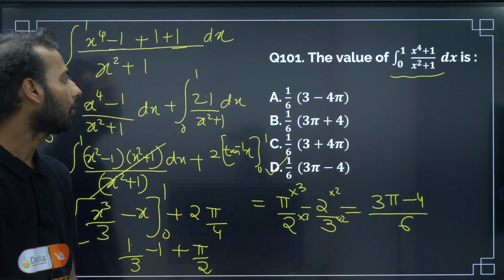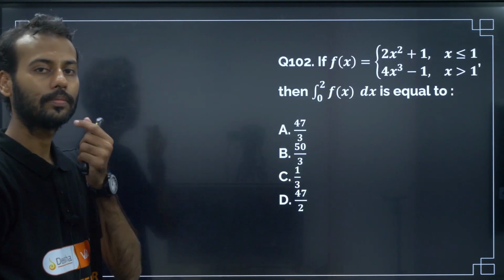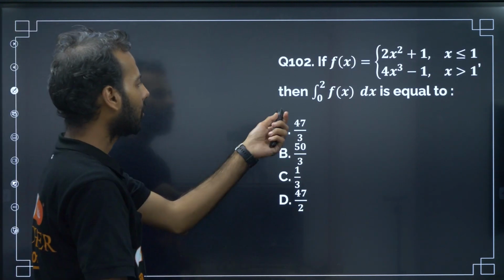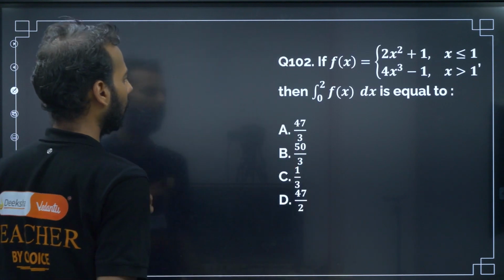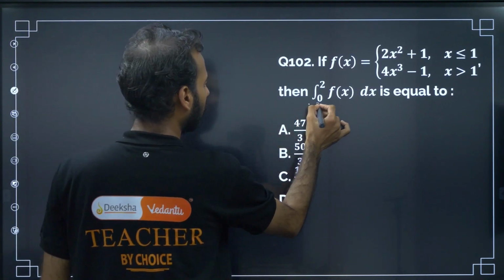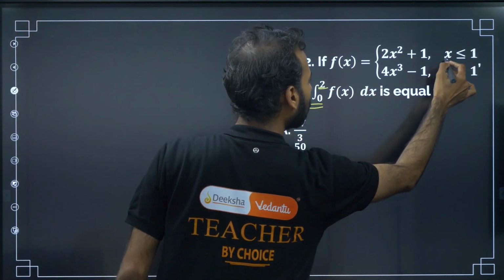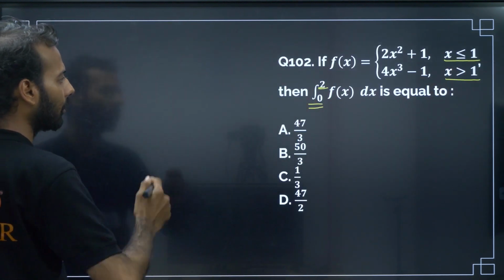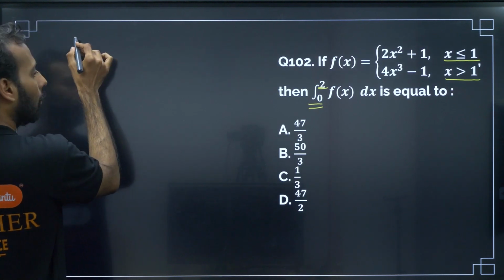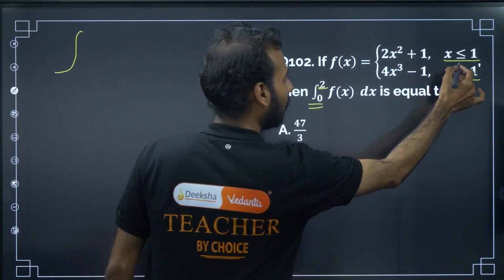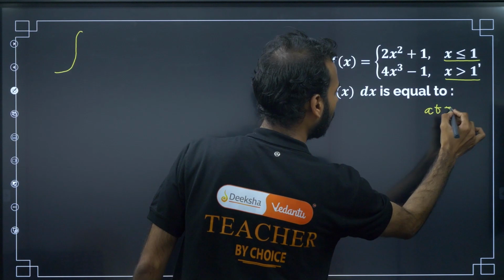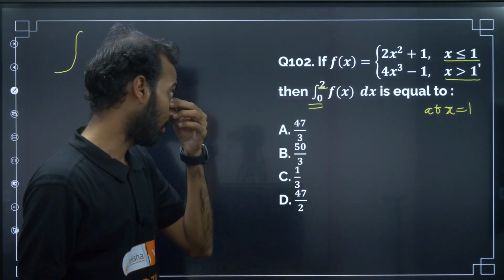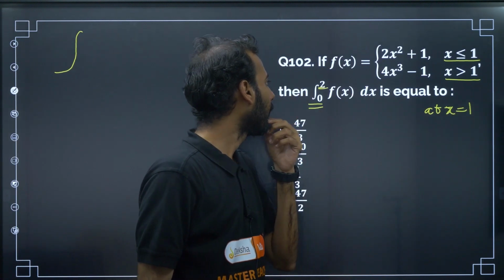Next, moving to the next question. f of x is equal to some function they have given, integration 0 to 2 f of x dx is equal to, a very easy question. So we have to go from 0 to 2, and they are saying up to 1 the function behaves like this, from 1 to 2 the function behaves like this. So the function has been broken at x equal to 1. It is a piecewise function, so that's why at x equal to 1 they have done like this.